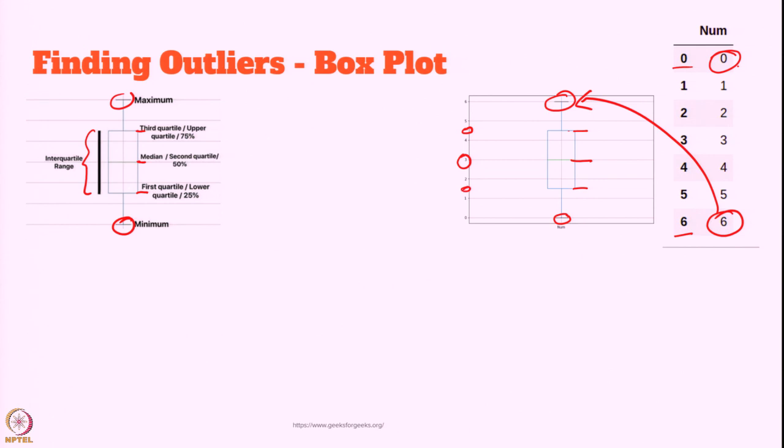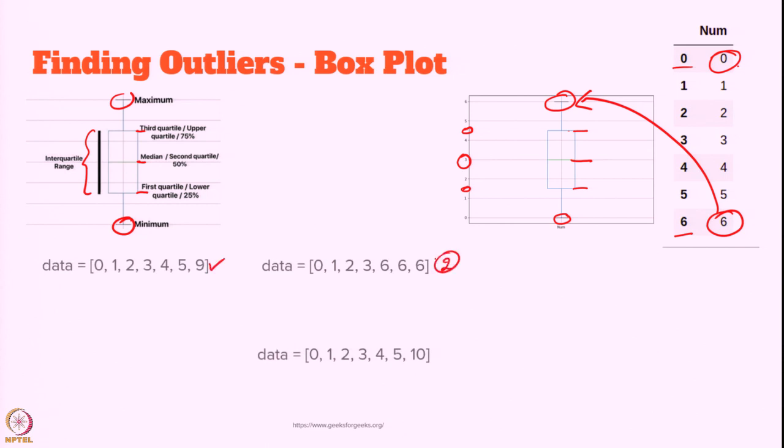Similarly, you can do it for a few other cases. This is one set of data, this is the second set of data and this is the third set of data. You can pause the video, solve it, and find out which one is the outlier among the three sets. Now we will discuss each in detail.